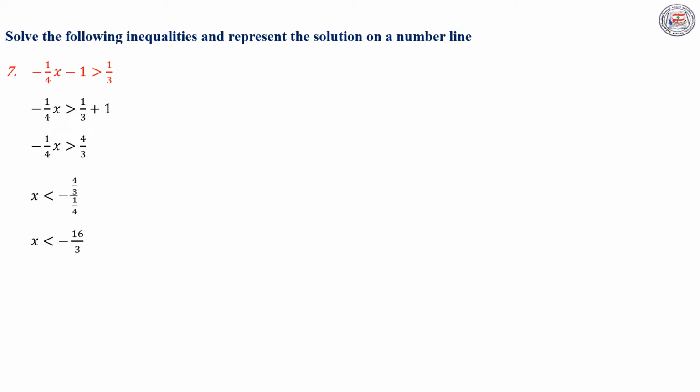To represent the solution on a number line, you put minus 16 over 3 on the number line and you put dashes on minus 16 over 3 since x cannot be equal to minus 16 over 3 and the solution is represented in the blue zone.